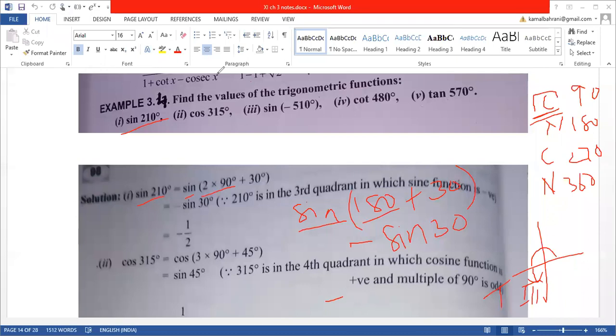Now the value of sine 30, you all know. You have calculated the value of sine 30. Sine pi by 6 is what? 1 by 2. And the minus sign is outside. So the answer will be what? Minus of half. Is that clear?